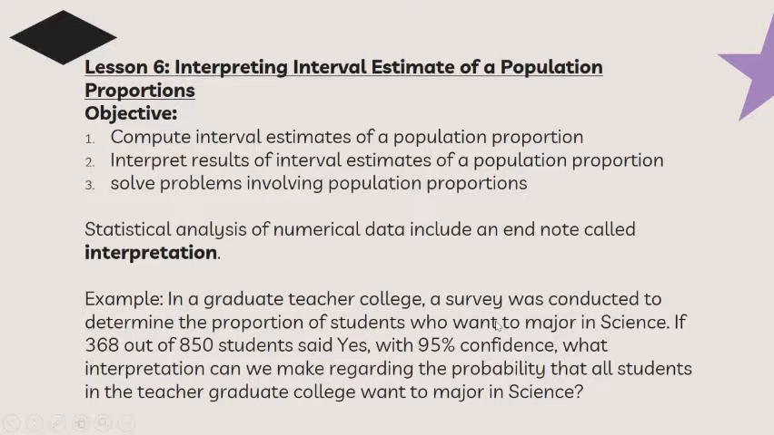We're now on our lesson 6, which is interpreting interval estimate of a population proportion. Our objectives are: first, compute interval estimate of a population proportion. Second, interpret results of interval estimate of a population proportion. And lastly, solve problems involving population proportion.